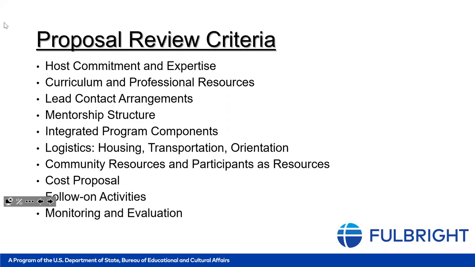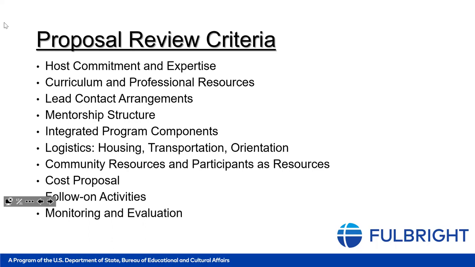Next, we have logistics, which includes housing, transportation, and orientation. Remember, as Diane said, that private housing is preferred, but shared kitchen and living spaces will be considered if private housing is unavailable. But also remember, they still need to have their own bedroom and bathroom. For logistics, please be sure to include information about research facilities that are relevant to the cohort background, also libraries, and also include transportation information about local transportation if housing is off campus.